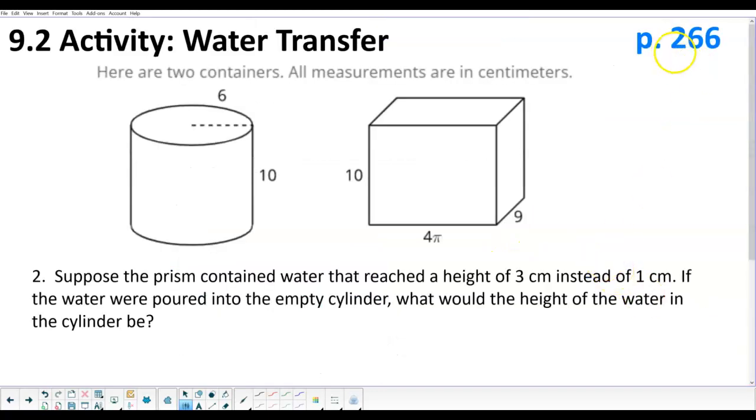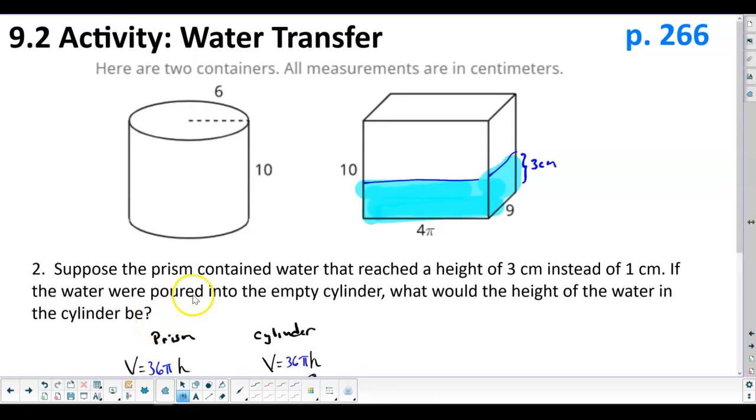All right, let's turn to page 266 and try number 2. Suppose that the prism contained the water that reached a height of 3 centimeters instead of 1. If the water were poured into an empty cylinder, what would the height of the water in the cylinder be? So now we have 3 centimeters worth of water. Go ahead and pause this and work through with whatever logic you want to use.